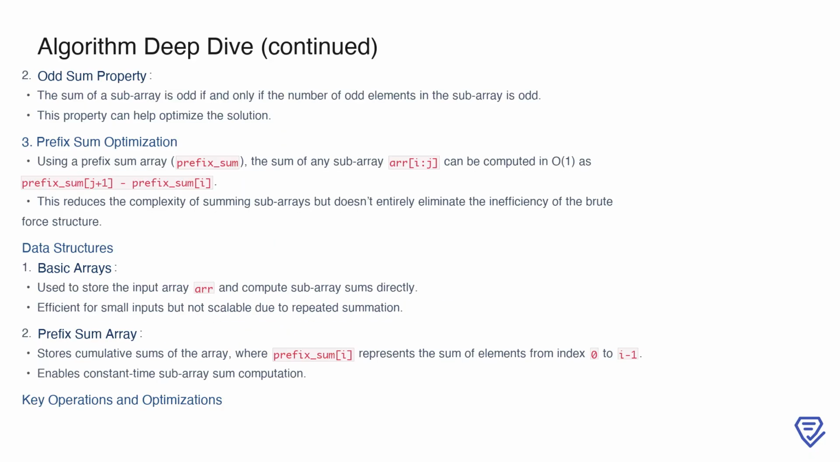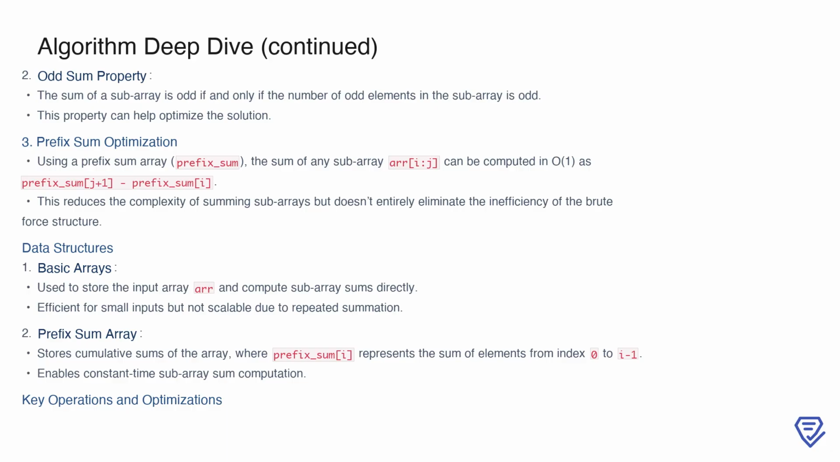To optimize, we can leverage some mathematical properties. A key insight is that a subarray sum is odd if and only if the subarray contains an odd number of odd elements. This allows us to shift our focus from directly summing subarrays to analyzing the parity of their elements. One way to streamline calculations is by using a prefix sum array.